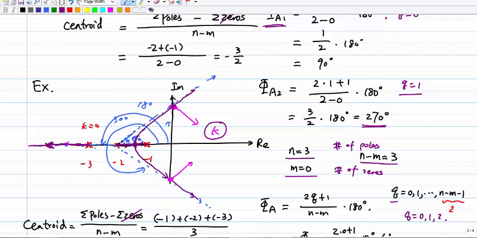Okay, so that's also why we can see what's going to happen. For certain cases, k has to be greater than something. For certain cases, k has to be less. So you can use the root locus to view the typical range of k.